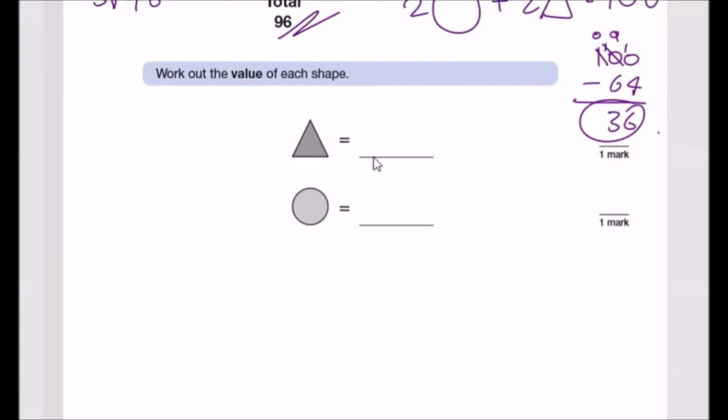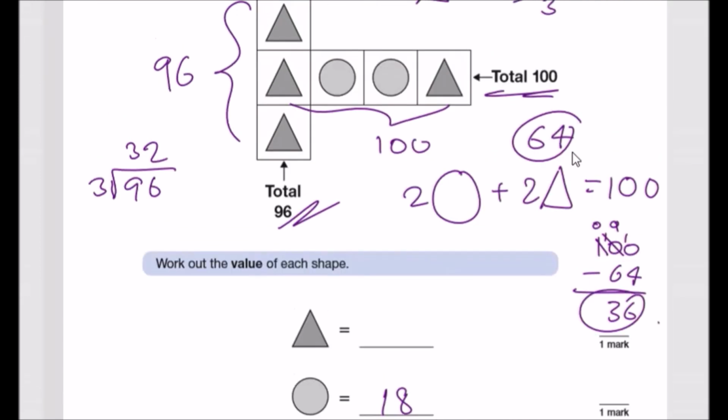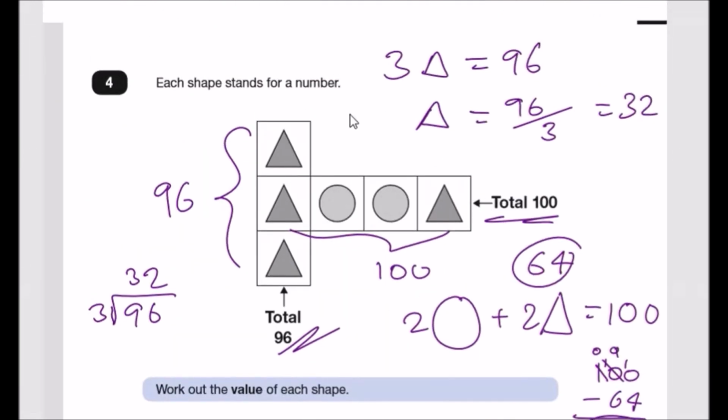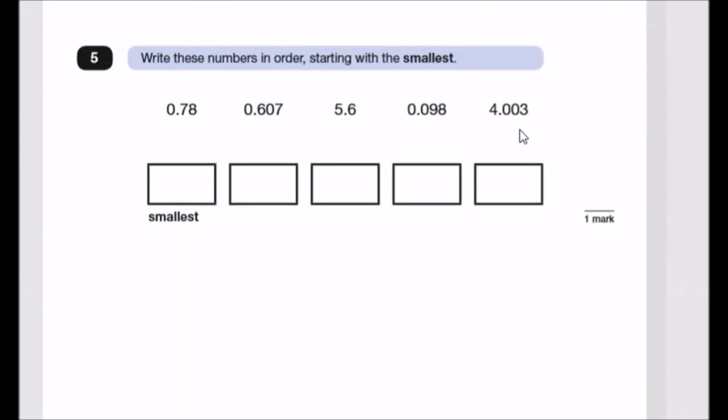So far we have 2 circles must equal 36. That means if you halve this number, you get 1 circle, and 1 circle is 18. And that's it. So we've got 18 per circle, and for triangles, 32. So pause this video and have a go at this problem carefully, because this is like a mini algebra problem, but with shapes. It's quite a clever one actually.